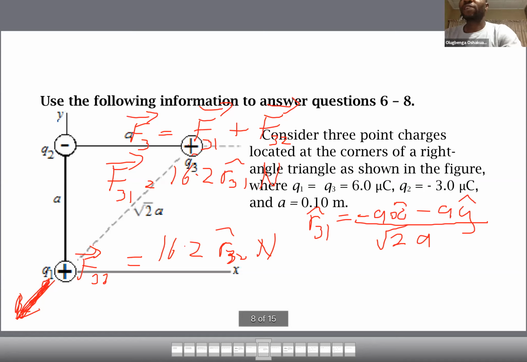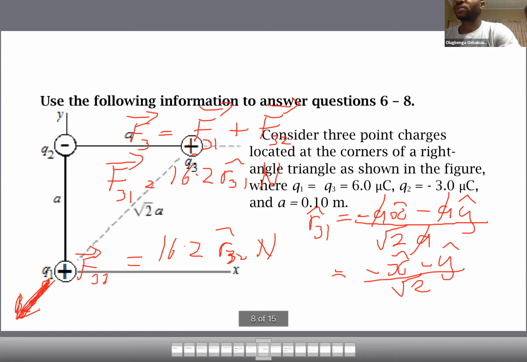Hence, we do some mathematical operation. A cancels A, and we're left with minus x caret minus y caret divided by root 2. And this is the real value of R31 caret. When you calculate the magnitude of R31 caret, the answer should be 1.